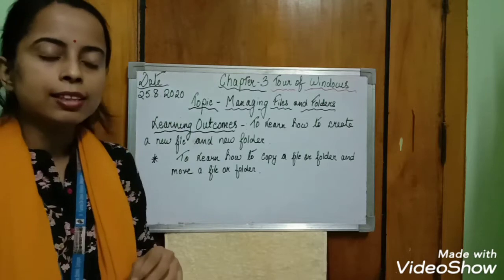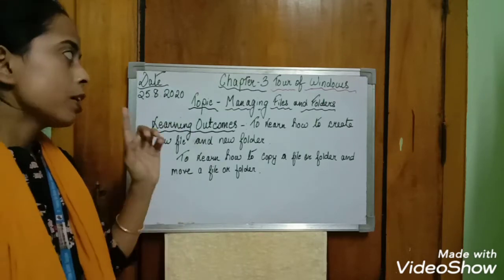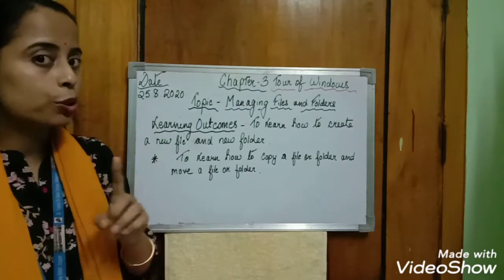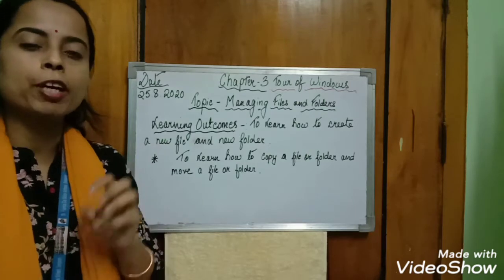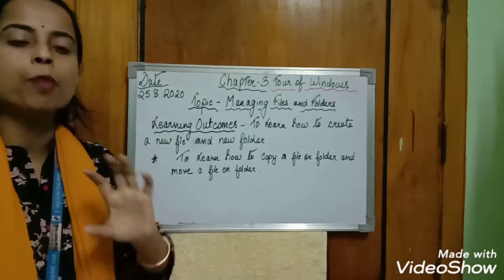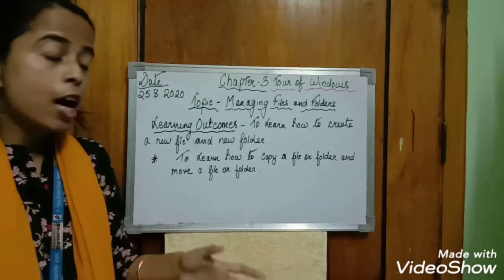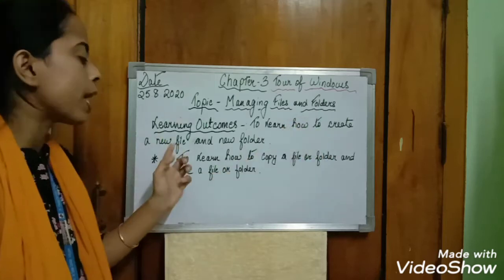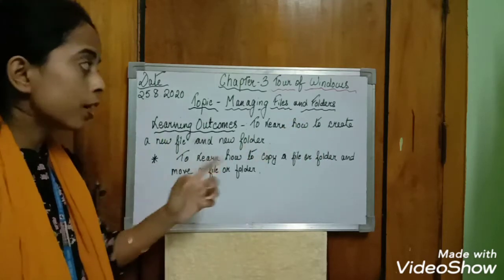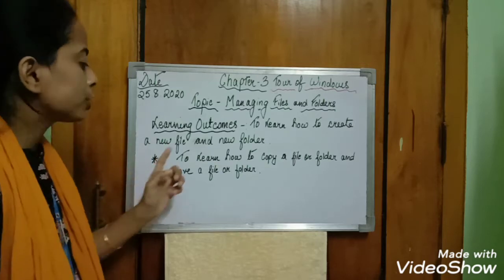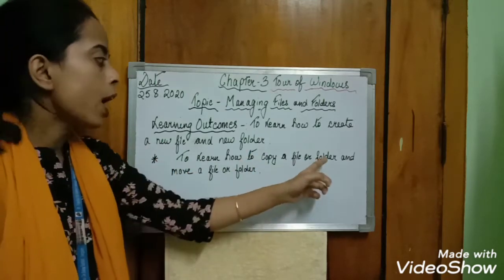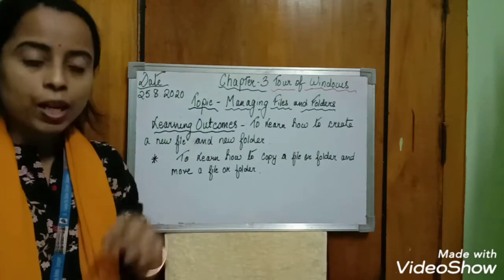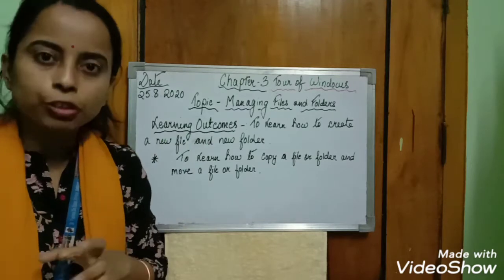In today's class, I'll be discussing how to create a new file, how to rename a file, and how to copy a file or move a file from one location to another. And what are the learning outcomes? To learn how to create a new file and a new folder, right? That is the learning outcome of today's class. And to learn how to copy a file or folder and move a file or a folder. These are the things we are going to learn in today's class.